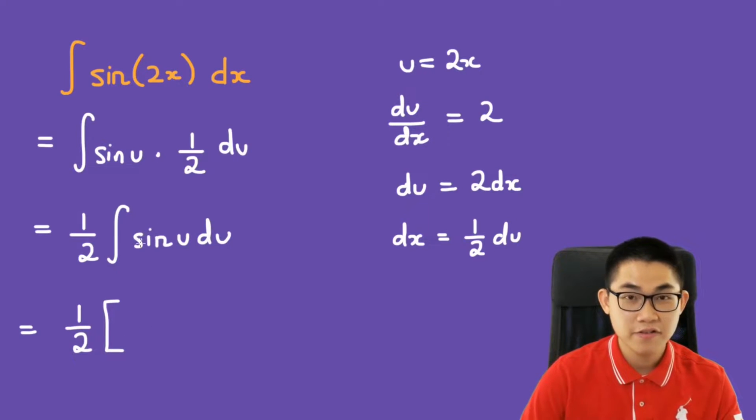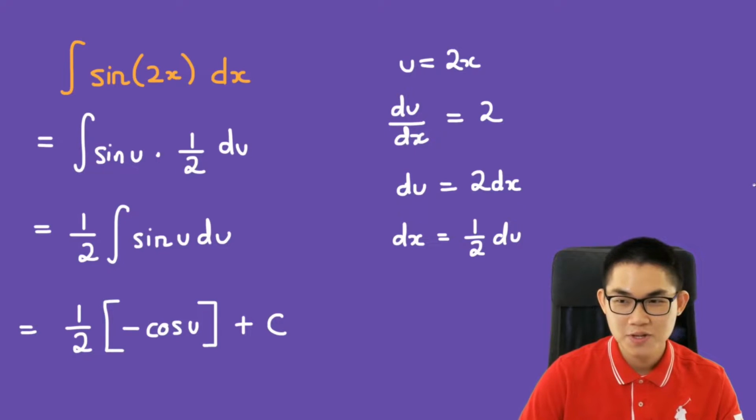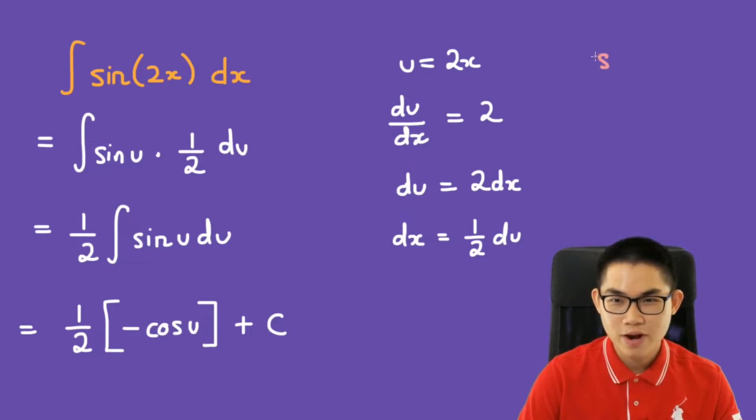The antiderivative of sine is what? It's going to be negative cos u plus c. So how do I know it's negative cos? Well, I use this trick. Whenever I'm on the test, I just write down sine, cos, with 2 negative signs here.